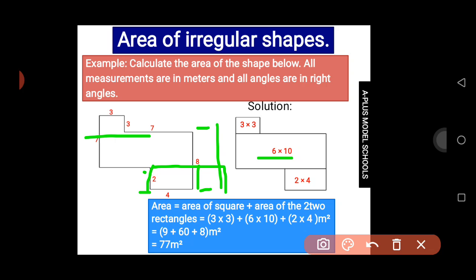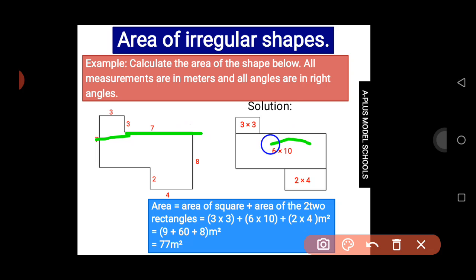Now, from here to here is 7 meter. And from here to here is 3 meter. Definitely from here to here will also be 3 meter. So the 3 meter from here plus 7 meter from here, add everything together making 10. So that's how I get the 6 by 10, which is a rectangle. You can see these lengths are not of the same size.